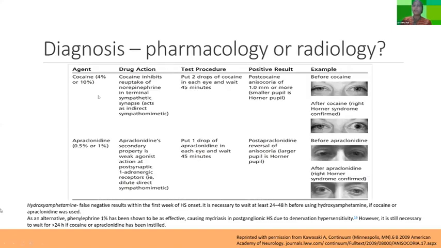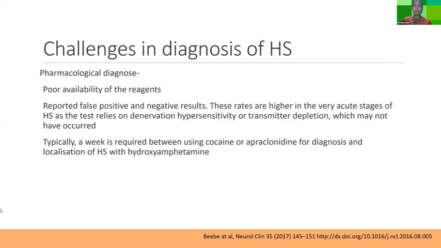Pharmacological agents, that is cocaine, is not available nowadays. Apraclonidine is used for the pharmacological testing of Horner syndrome, but again, the availability is questionable. Hydroxyamphetamine was used theoretically to differentiate the third order Horner syndrome, but again, it's not available. So challenges are there because of poor availability of the reagents. There are false positive results, and we need to wait.